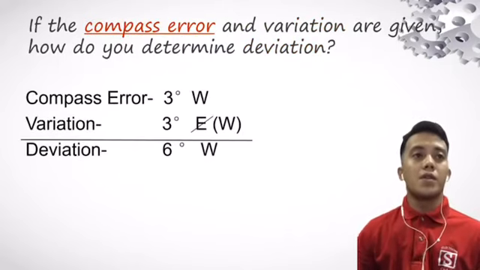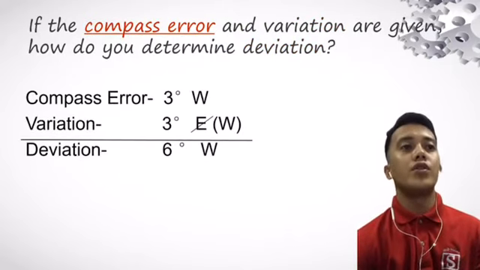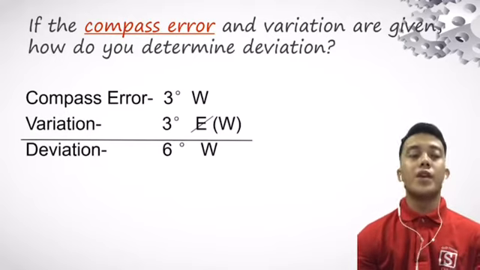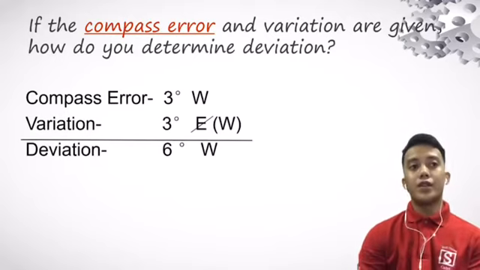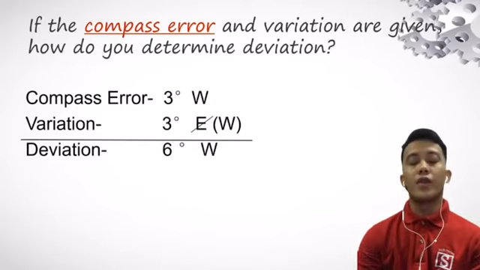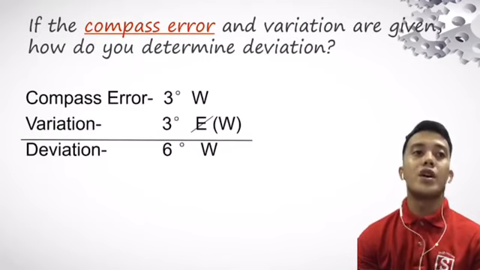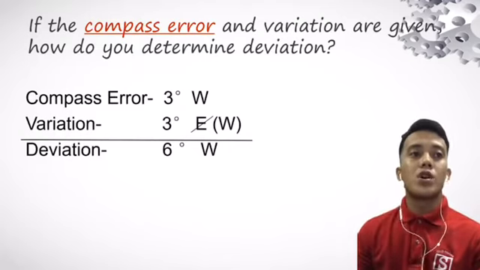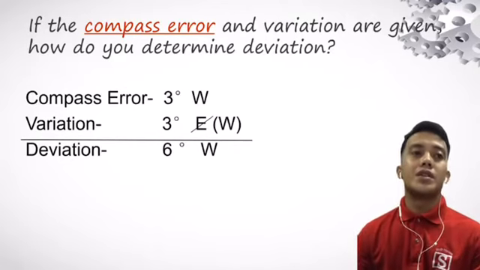Next is, if the compass error and variation are given, how do you determine the deviation? Same principle, with same direction, add, and different direction, subtract. Here, we reverse the direction of the variation, east, reverse it to west. So we have now the same direction, so add and we get 6 degrees west.